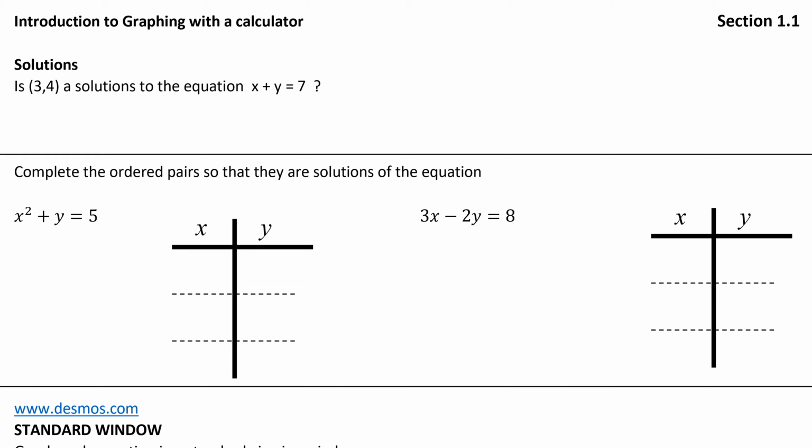To do that, we have our ordered pair x comma y. That means x is 3 and y is 4. If we plug them in, we get 7. So that means yes, (3, 4) is a solution to x plus y equals 7.